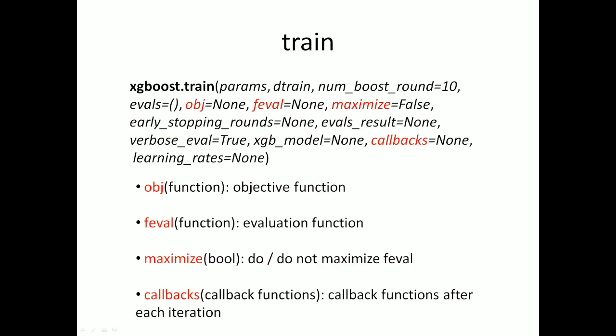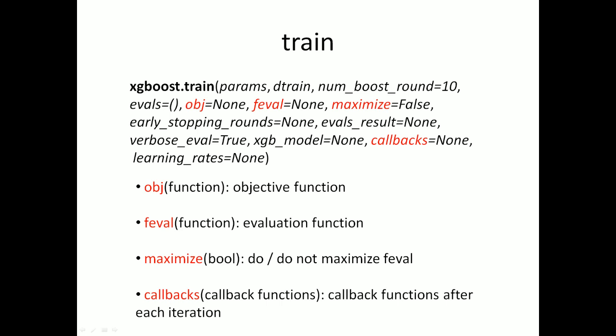Obj and feval allow custom objective and evaluation functions to be passed into the function, called default if none is passed. Maximize works with feval and will determine whether or not to maximize the feval function. Finally, callbacks is a list that determines the callback functions performed after each iteration.